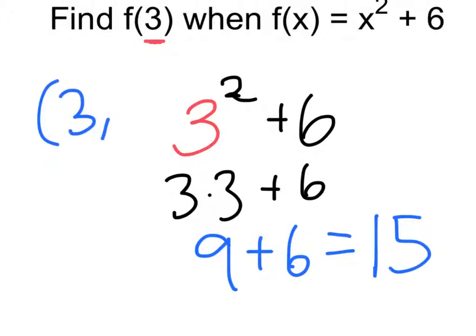So y is equal to 15, so our ordered pair is going to be 3, 15. The x is 3, the y is 15. Then we're going to take that and pop it on our coordinate plane.